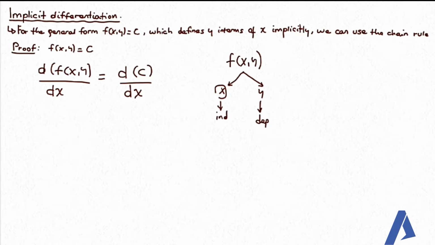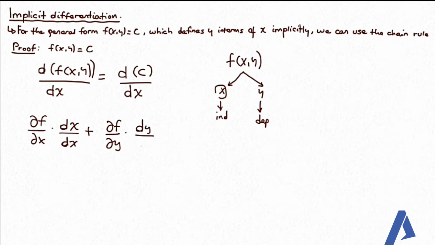ስለዚህ if we let x be the independent variable and y be the dependent variable, በዛ መሰረት dy by dxን በቀላሉ ማግኘት እንችላለን ማለት ነው። ስለዚህ what we do is chain rule ስንጠቀም this is the same as saying del f by del x multiplied by dx by dx, ያው independent variable ስለሆነ, plus del f by del y multiplied by dy by dx is equal to the derivative of a constant, is always 0. ስለዚህ we know that this is equal to fx, this is 1 plus this is fy multiplied by dy by dx is equal to 0.